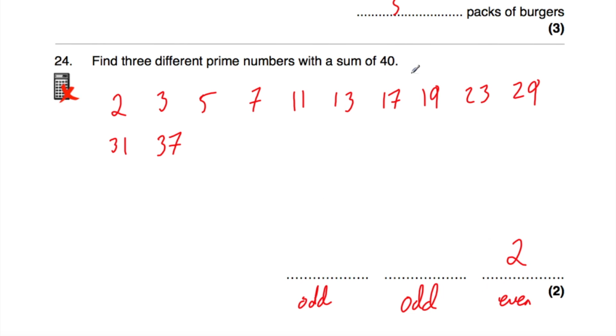Okay, now, in terms of adding together to be 40, well, that means the other two numbers need to add together to be 38. And I'm thinking 7 and 31, because 7 plus 31 is 38, plus 2 would be 40. So 7, 31 and 2, and 2 plus 7 is 9, plus 31 is 40. So those three numbers, they're all different and they're all prime numbers, and they have a sum, they add together to be 40, and that's it. So that's what I've gone for.